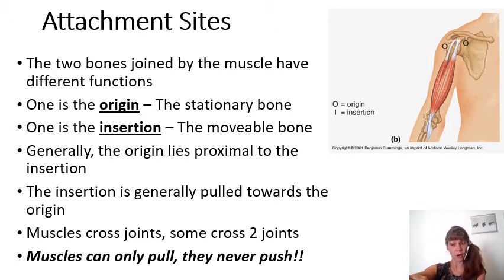Joints are the movable part of the skeleton. My humerus itself does not have motion within it. However, the joint proximal to the humerus, which is my shoulder joint, and the joint distal to the humerus, which is my elbow joint, are movable joints. So motion always occurs at joints. Muscles can only pull, they can never push.